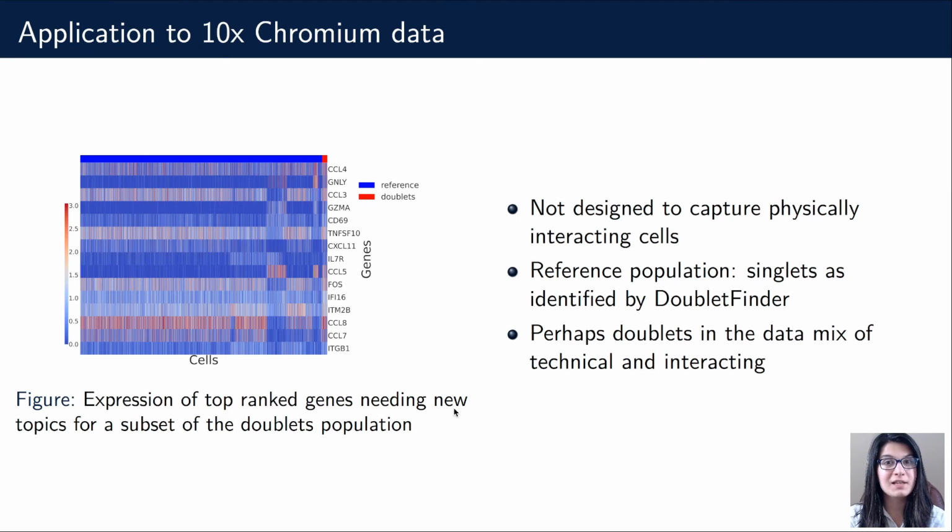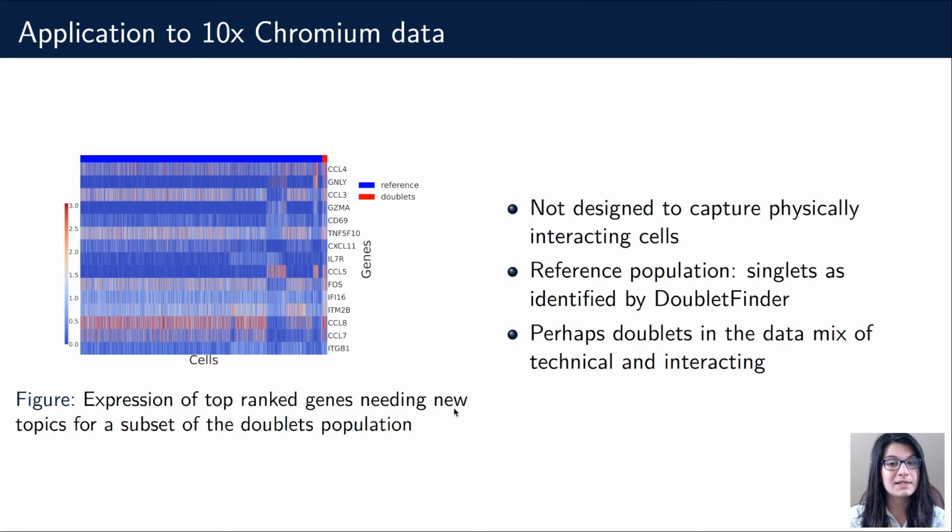Our reference has been determined by using doublet finder on the sample. Cells identified as singlets have been used as reference, while the doublets in the sample represent our potential interacting population. What our LDA-based approach is able to capture is in fact some shift in the expression of some cytokines and chemokines, which might suggest interaction.